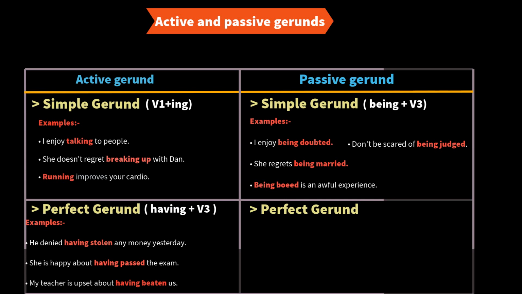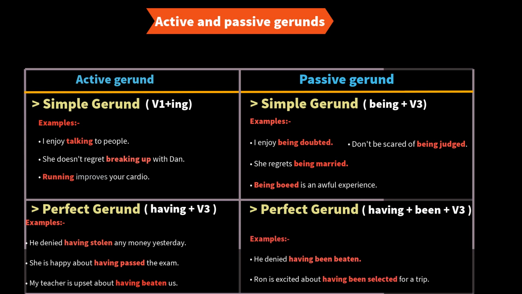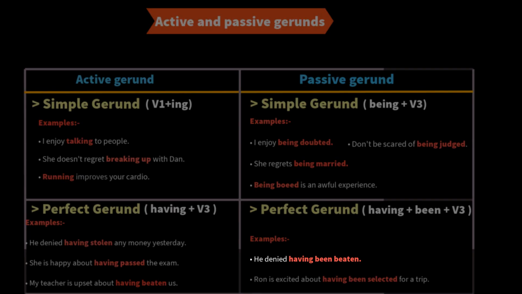Now let us look at some examples of passive form of a simple gerund. And how do we guys form it? Having plus been plus third form of the verb. Having been third form of the verb. That's how we form it. Alright, let's take some examples. Example number one. He denied having been beaten. He denied what? An action which is having been beaten. He denied what? Having been beaten.